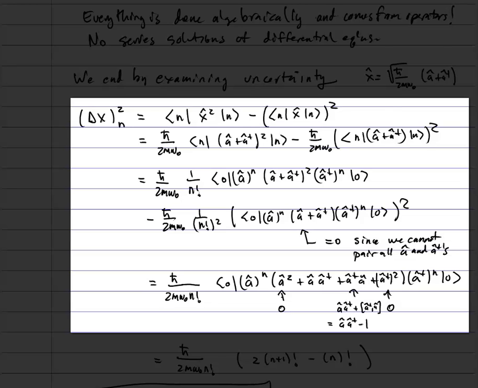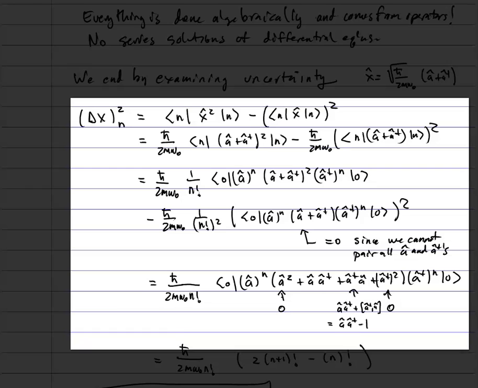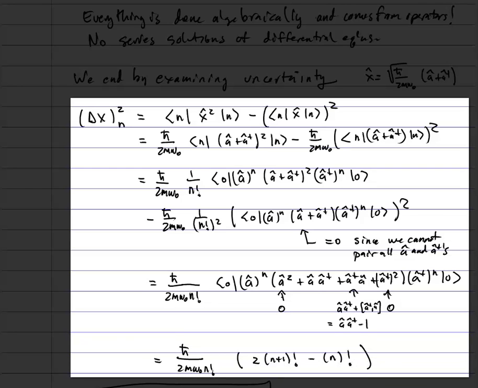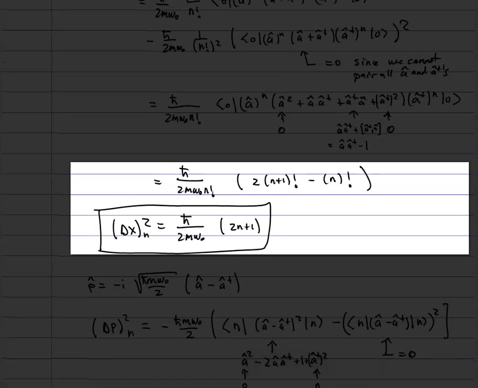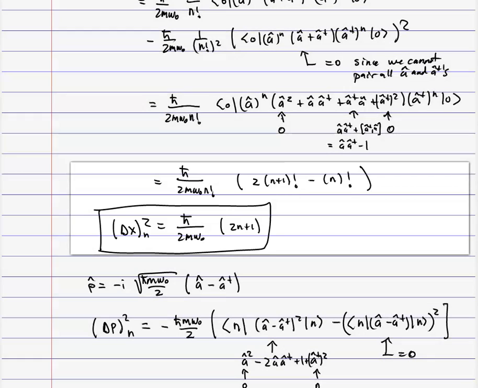And you can see the a a dagger term is going to look like the state n plus 1, and when I work out the normalization constant, it's 2 times n plus 1 factorial minus n factorial. Now, we can fairly easily work that out. You see that I'm going to be dividing the whole thing by n factorial, so it's really 2 times n plus 1 minus 1, and that's just equal to 2n plus 1. So that's what I get for the uncertainty. I have the numbers out in front that we were carrying along, h bar over 2m omega 0, times 2n plus 1.